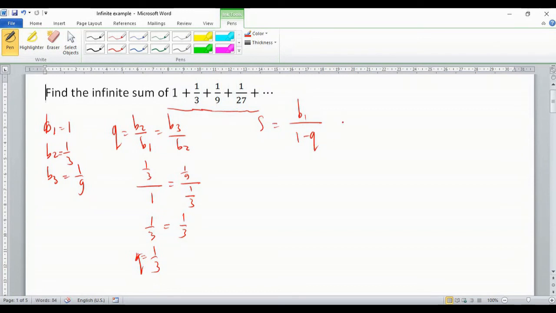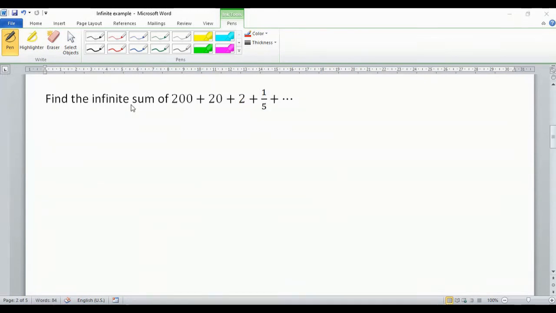And then from here, we can substitute what we have. So S is b1, which is 1, over 1 minus r, where r is 1 over 3, which is equal to 1 over 2 over 3, 1 minus 1 over 3 is 2 over 3. So the result is 3 over 2. So the total for the infinite sum is 3 over 2, everyone.